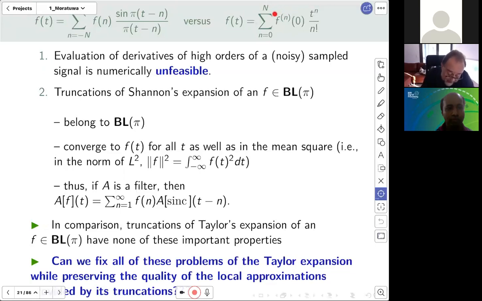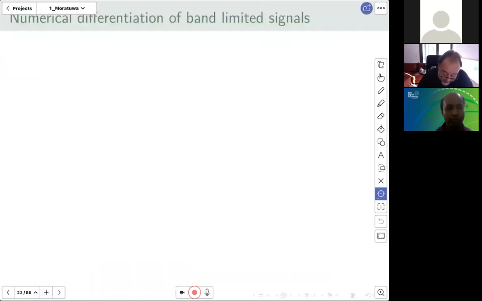Can you replace the standard derivatives with something that is numerically robust? And can you replace the monomials with functions that are themselves band-limited functions, so that this becomes kind of an internal approximation that would share all these wonderful properties of the Shannon expansion? So in order to explain why we are doing what we are doing, let us first investigate what are the problems of numerical differentiation of band-limited signals.